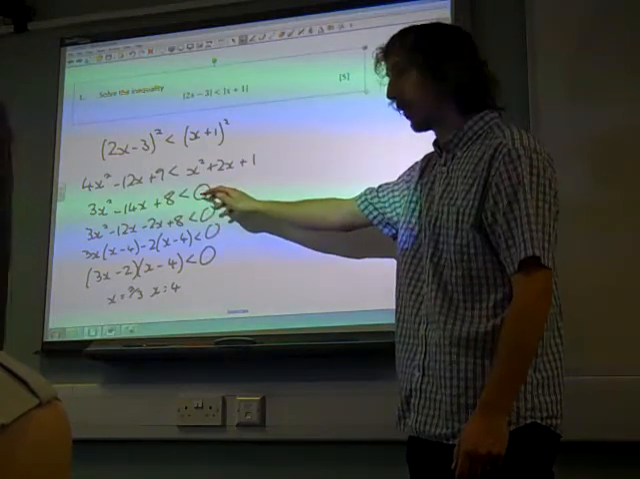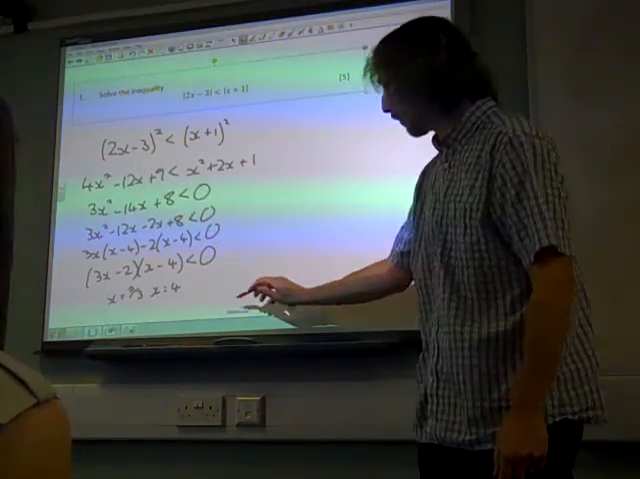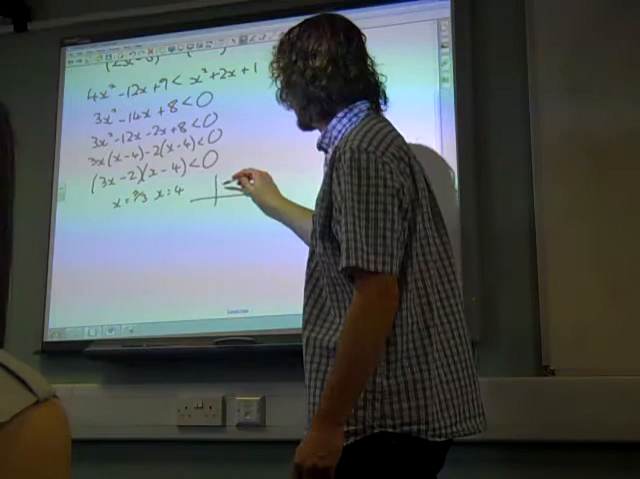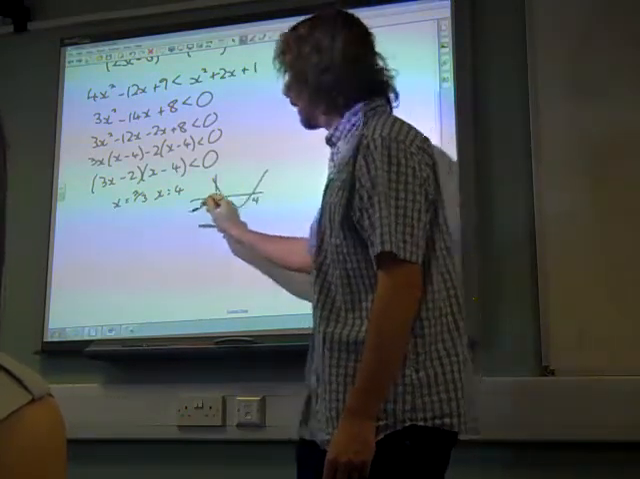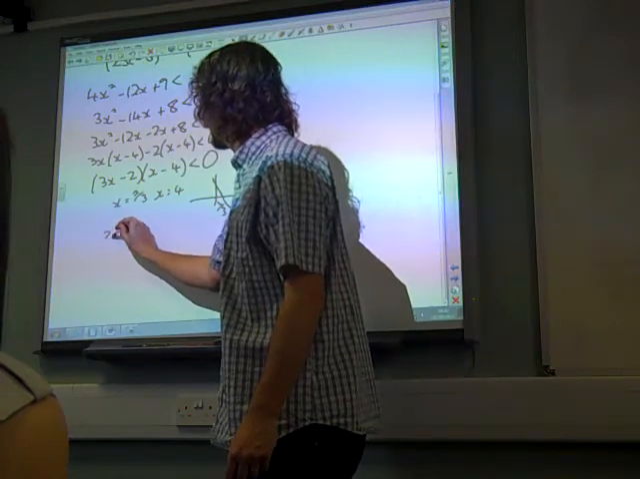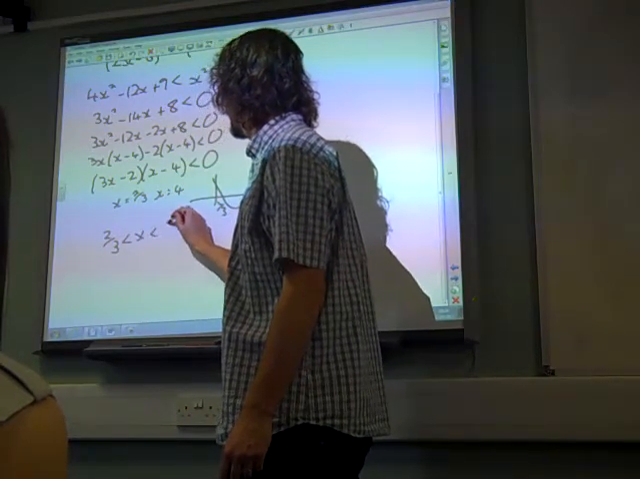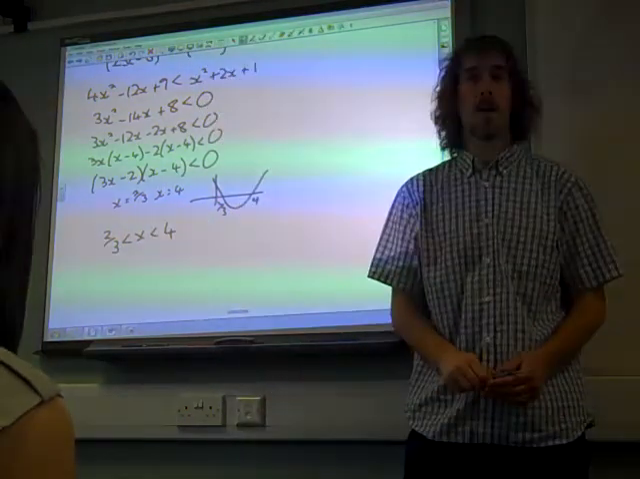We get critical values of x is 2/3 and x is 4, and we're solving the inequality. This is the inequality we're interested in. When is this less than 0? So we could do a quick little sketch. It's crossing at 2/3 and 4. When it's less than 0, is between those values. So we would say x is between 2/3 and 4.